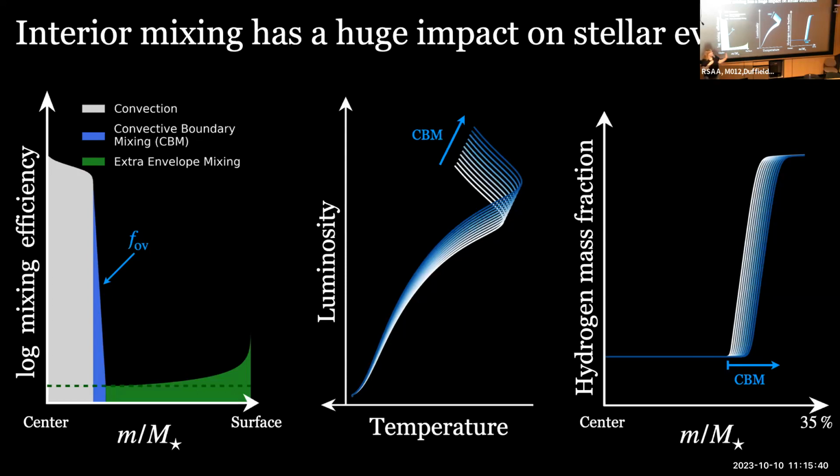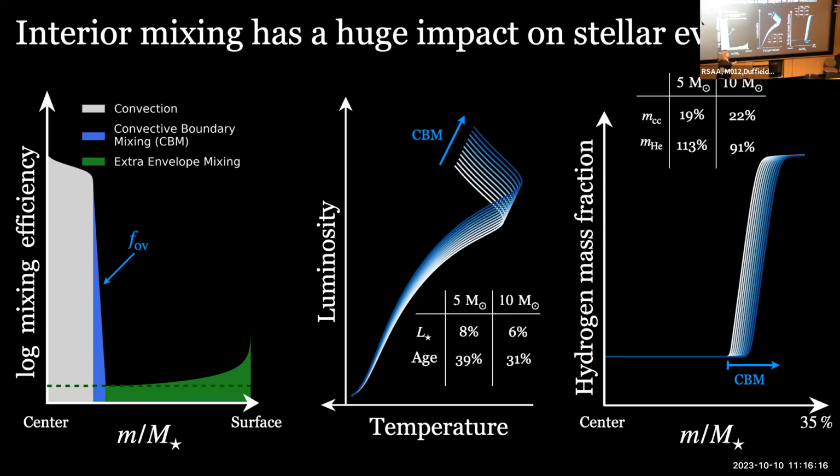So in the middle, you see the evolutionary tracks for a main sequence star going from white to dark blue, which corresponds to increasing the size of this convective boundary mixing region. And on the right, you see correspondingly what the hydrogen mass fraction profile looks like. Okay, so that's for the inner 35% of the star. That's showing you how much hydrogen is left at a given mass coordinate. And what you see here is that effectively this extra mixing is increasing the size of our cores as well.